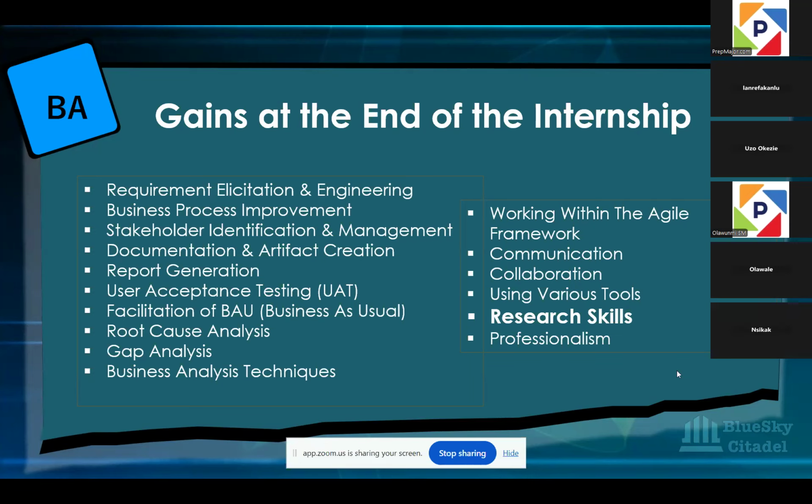Professionalism, how do you act in the workplace? There are some of us that act in a particular way, but there's a professional way to act, even if it's not comfortable for some of us. Some of us always want to say Mr.